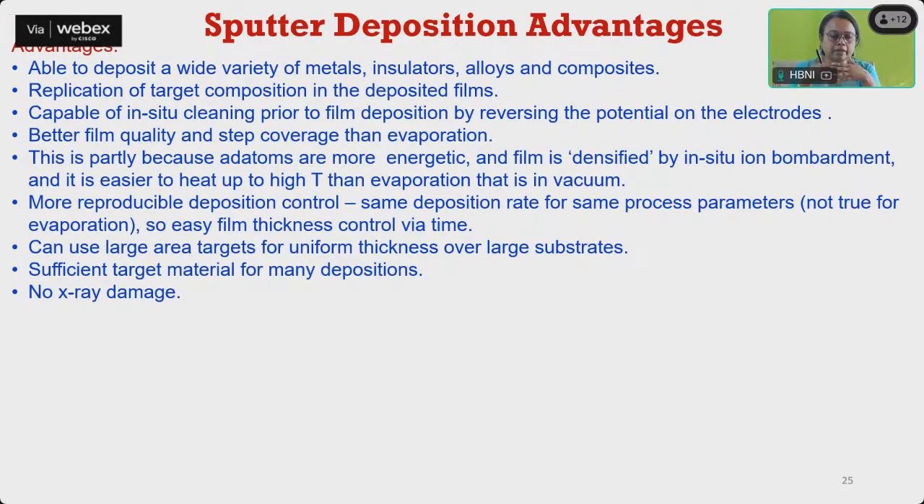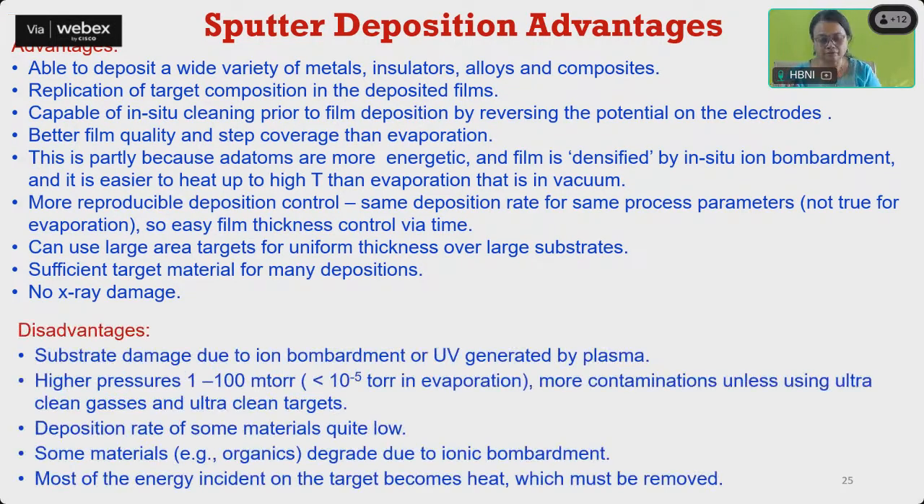Whereas in thermal evaporation, whatever material you take, you evaporate it and finish it in one go, so every time you have to put in new material. And there is no X-ray generation like in the case of electron beam. Disadvantages: there can be substrate damage due to ion bombardment or by the plasma. The electrons in the plasma will come and bombard, so the substrate can get damaged, or it can also damage your growing film.